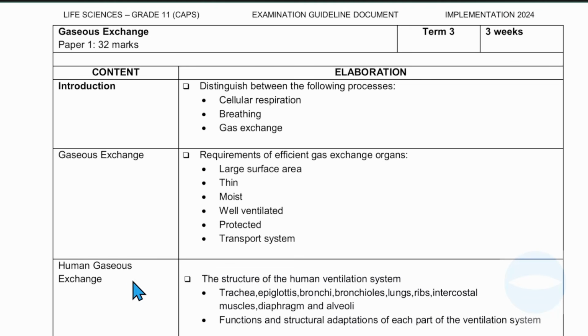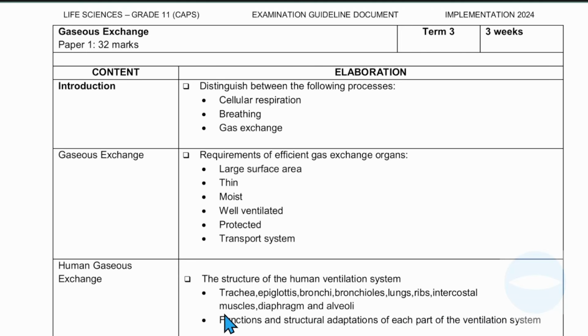Today, we're also looking at human gaseous exchange. In human gaseous exchange, we'll show the structure of the human ventilation system. The parts of the system that we need to be familiar with are the trachea, epiglottis, bronchi, bronchioles, lungs, ribs, intercostal muscles, diaphragm, and the alveoli.